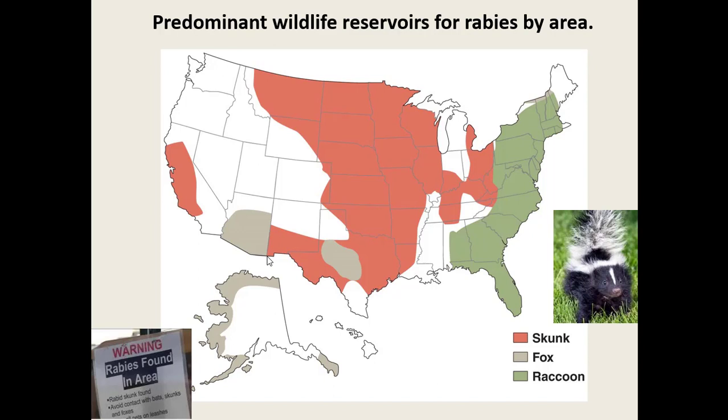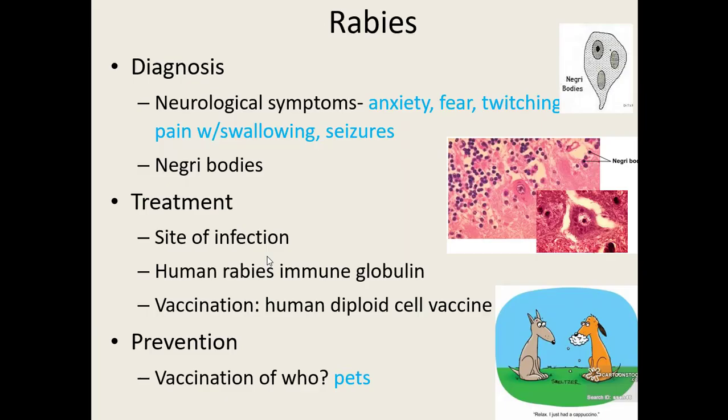Now, diagnosing them, again, they're going to look for some of those neurological symptoms. Again, the problem is by the time you have symptoms, treatment is too late. Some of the initial neurological symptoms, before you get to the seizures or the hydrophobia, are unexplained anxiety, unexplained fear, twitching, pain with swallowing, hallucinating, seizures, and sometimes double vision.